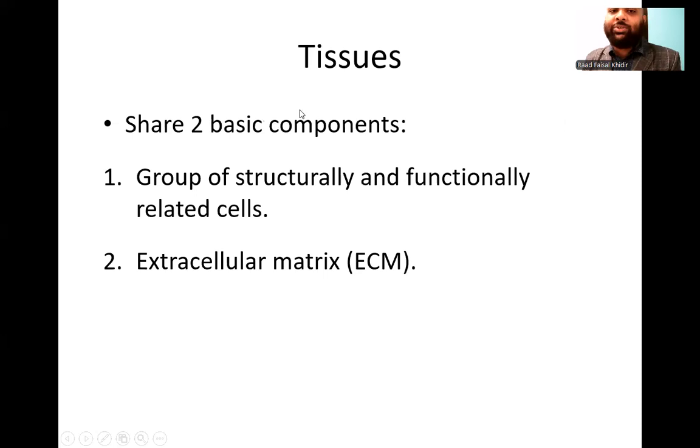Okay, so the tissues share two basic components. The tissues are a group of structurally, anatomically, and functionally related cells, and they have an extracellular matrix. This extracellular matrix is the society. Remember, we talked in the past that the cell is a community, is a society that is compartmentalized.